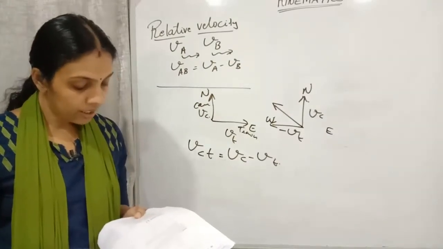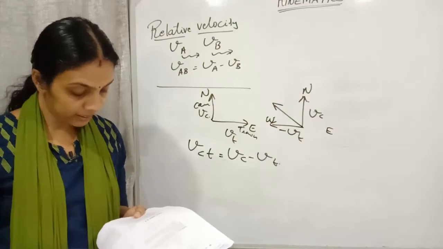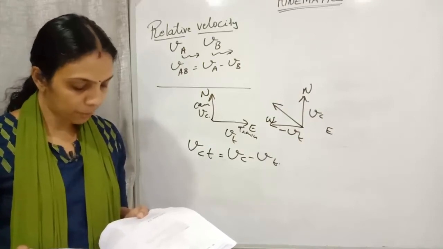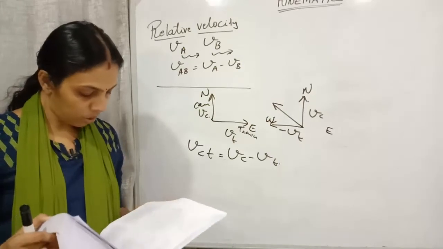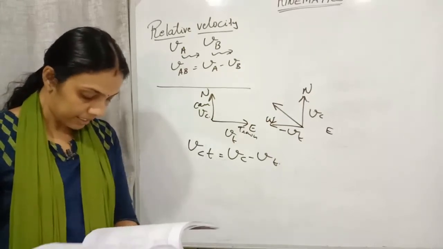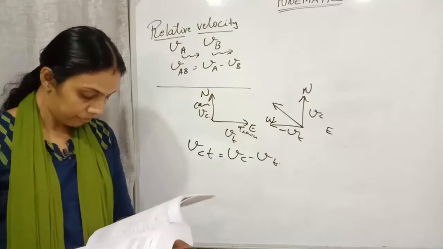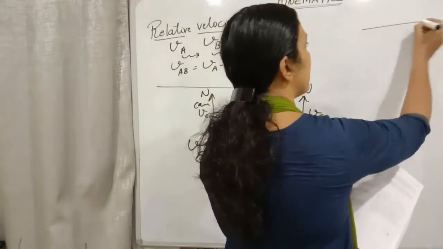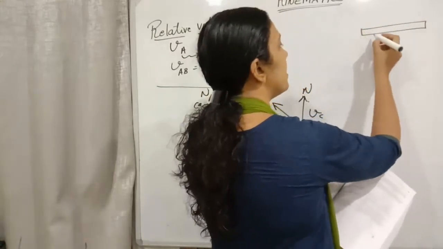Next one, a 100-meter long train crosses a man traveling at 5 km per hour in opposite direction in 7.2 seconds. Then the velocity of the train is. So here, a 100-meter long train. So the train length is 100 meter.